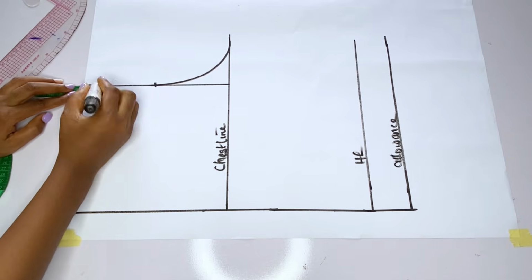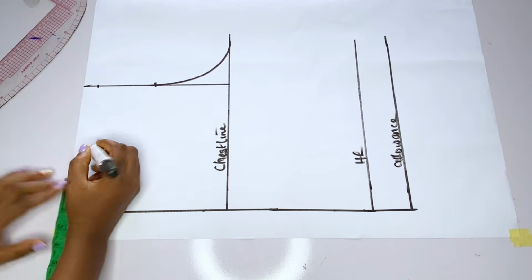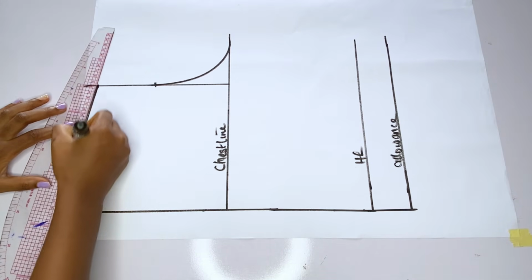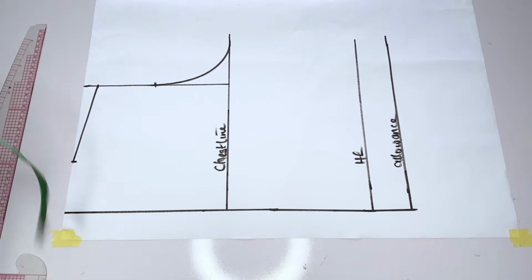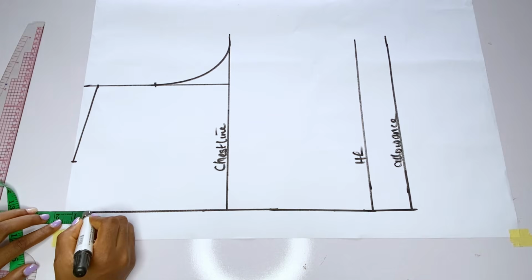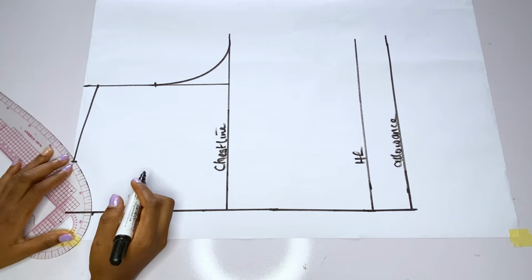Right now, we'll mark our shoulder slant, that is 1 inch, and we'll measure our neck width, that is 3 inches. Then the neck depth will be 1.5. You can make it 1 inch. It depends on what you are sewing. I made my neck depth 1.5. So 1.5, you go ahead and connect.